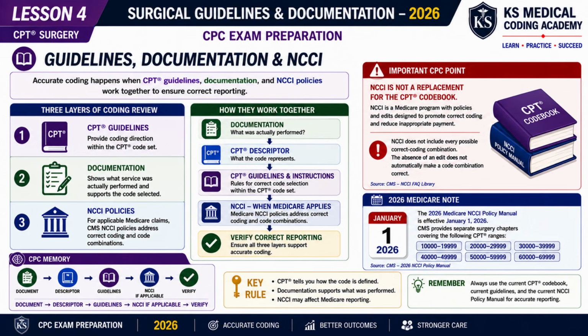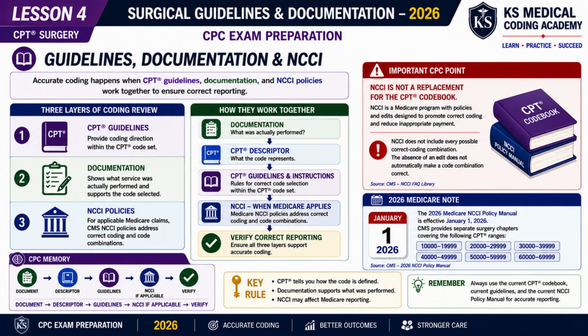Now let's bring together three important layers of surgical coding review: CPT guidelines, documentation, and NCCI policies. First, CPT guidelines provide coding direction within the CPT code set. Second, documentation tells us what service was actually performed and supports the code we select. Third, NCCI policies may affect code reporting when Medicare applies. A useful workflow is: documentation → CPT descriptor → CPT guidelines and instructions → NCCI, if applicable → VERIFY.